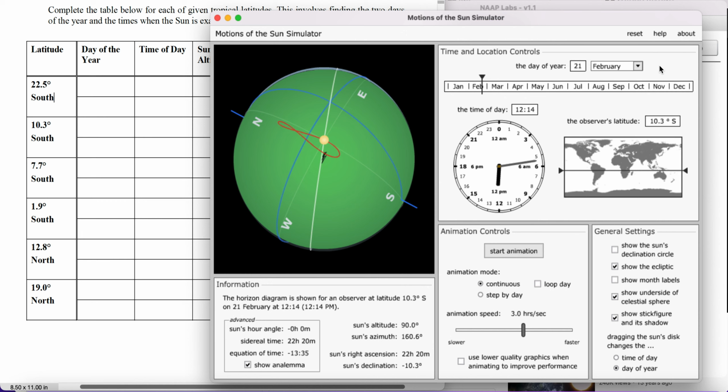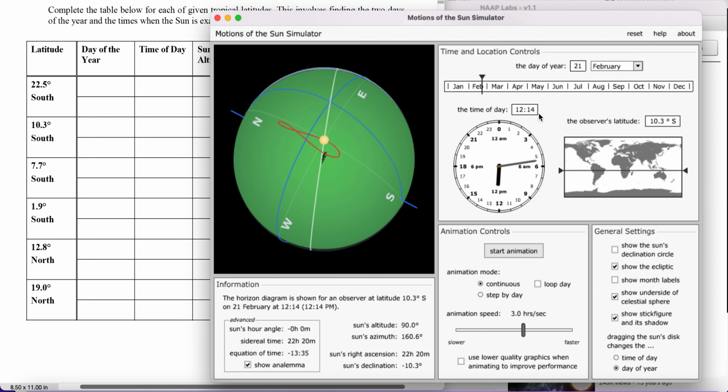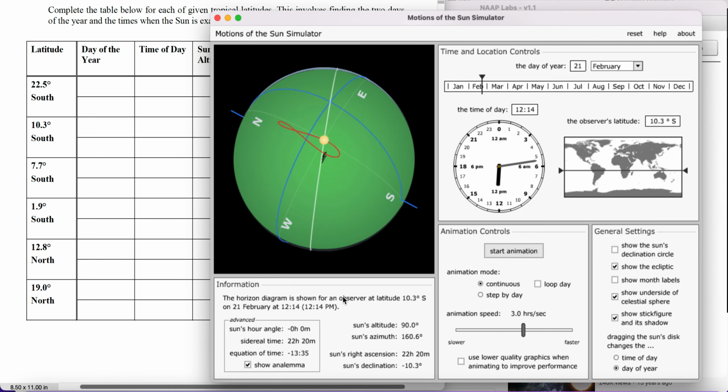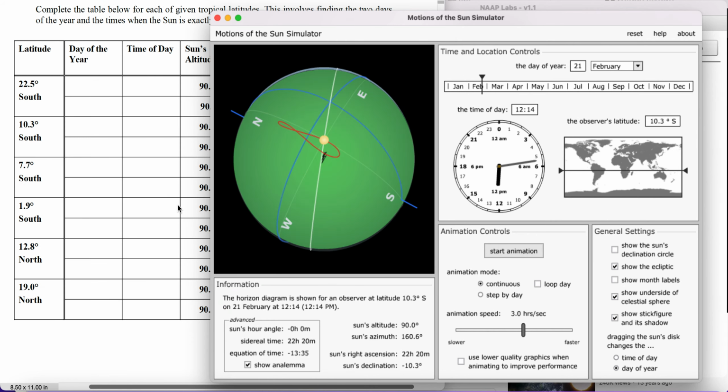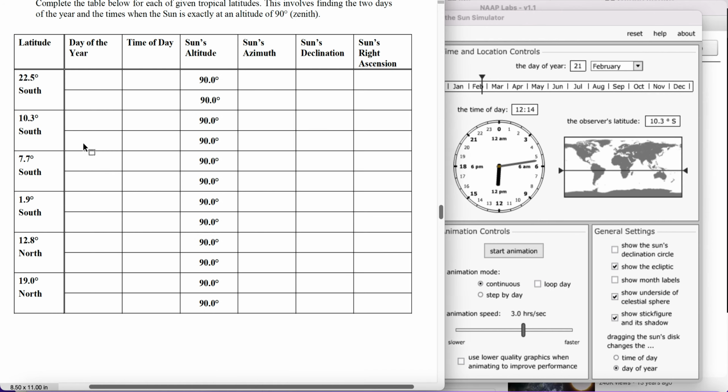Okay, so February 21st. That's what you put right here, because we're at 10.3 south. So February 21st is the day of the year. The time of the day would be 12:14, not noon. Remember, that's only possible at a latitude of about 9.1 degrees north. But the latitude is fixed. That's the whole point, right? It has to be this number. Then you're going to record its azimuth, its declination, and its right ascension, which is all this information you can record right out of the simulator. Then you're going to go to the other day of the year, at that same latitude and a different time of the day. Kind of see what I'm saying here?